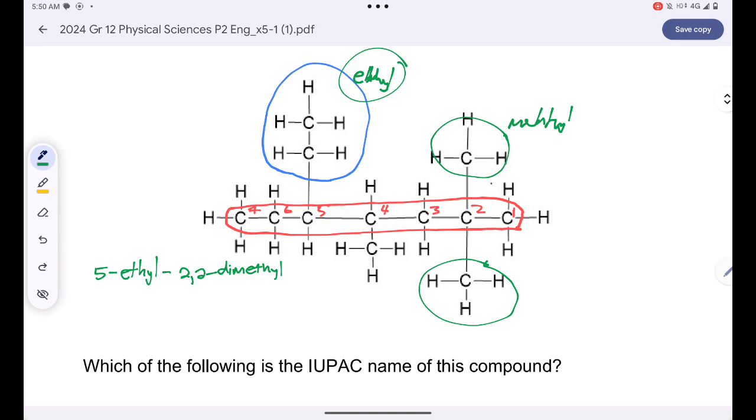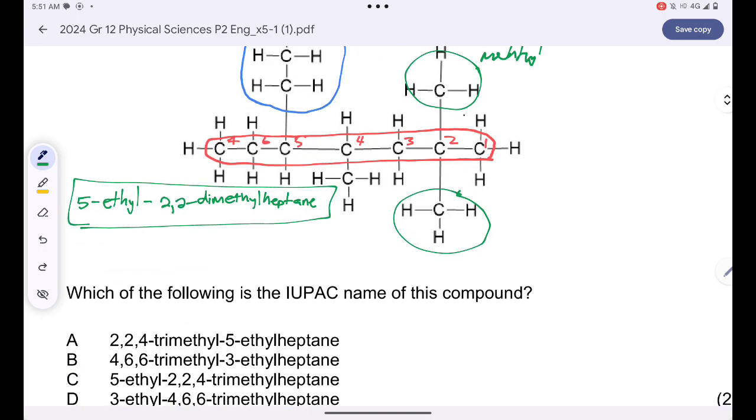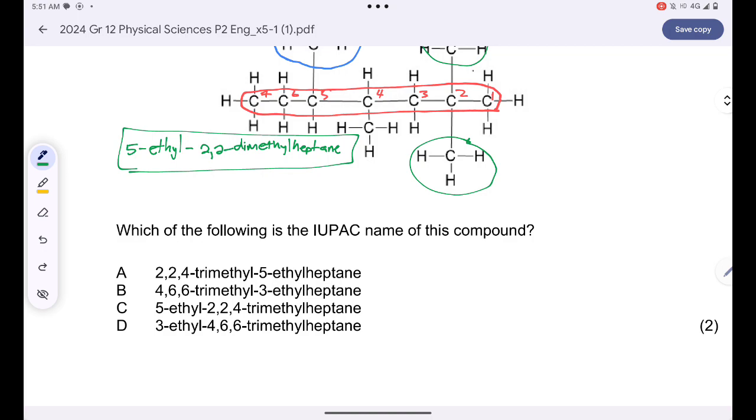I have dimethyl, right? And then since the parent chain has 7 carbons, the prefix of my parent chain will simply be hept, and then the suffix will be ane, because I'm dealing with an alkane that has side chains. Are you together? So this is the IUPAC name of my compound. So the correct answer will be C.